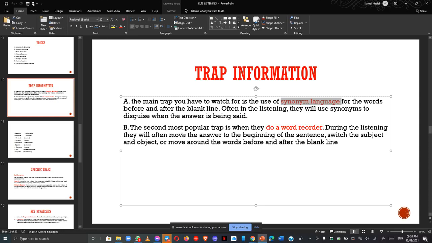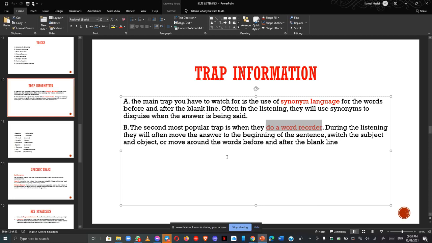The second most popular trap is when they do a word reorder. During the listening, they will often move the answer to the beginning of the sentence. I mean, you will not hear the answer exactly where the blank line is, exactly before and after the words you have in the exam paper. No, the words in the sentence will be reordered. They will be put in a different order to disguise the answer, to get you distracted.